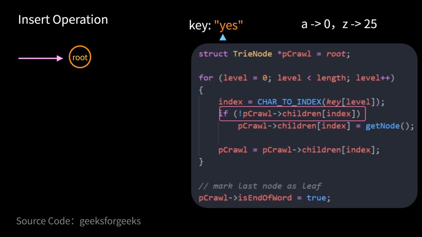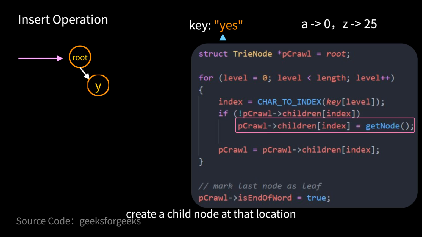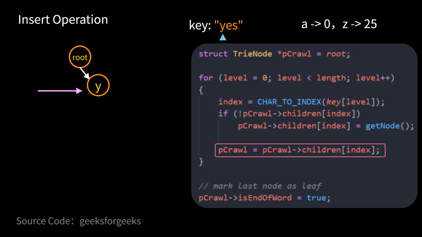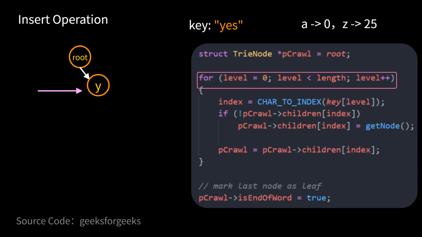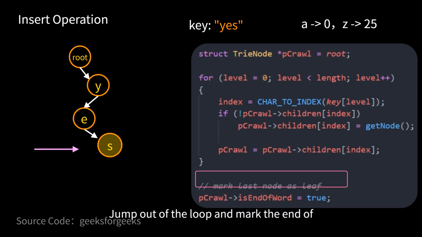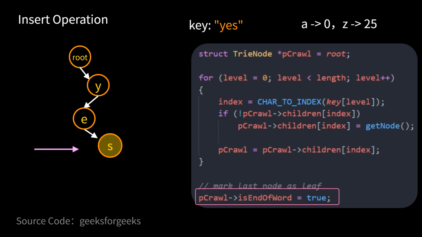Next, check whether the 24th item in the children array has a pointer. If not, create a child node at that location. Then the current pointer points to this child node. And so on after a few cycles. That is it. Jump out of the loop and mark the end of the word as true at the last node.